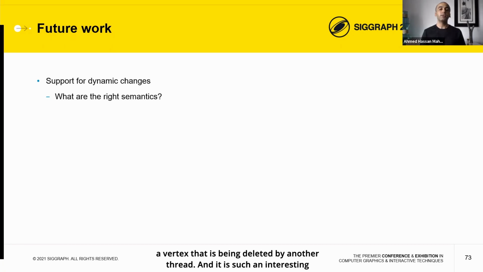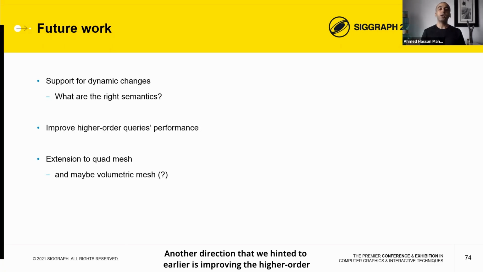It is such an interesting research direction to explore different semantics that can be realized in a programming model that is simple and offers a higher abstraction for a larger set of applications. And this is what we are working on right now. Another direction that we hinted at earlier is improving the higher order query. Quad meshes sound like a natural extension. However, volumetric meshes are a bit of a challenge because we will need to store more information per batch, since now we are dealing with vertices, faces, edges, and volumetric elements, which will put more stress on the shared memory and thus less occupancy.